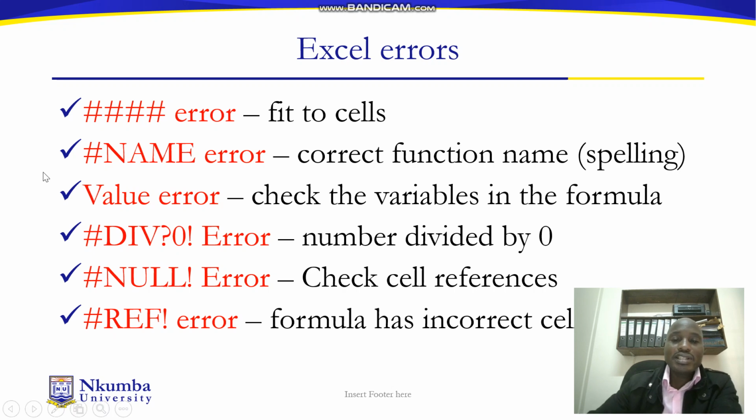Then value error means check the variables you are referring to in your formula. Divide by 0 means you are dividing a number by 0. Maybe you wanted to divide by 10 and you just wrote divide by 0. So you check, adjust, and get it right. Then null means the reference is null and void. And reference error means the formula has incorrect references. So when you see these errors, it means go back to your formula and make corrections.